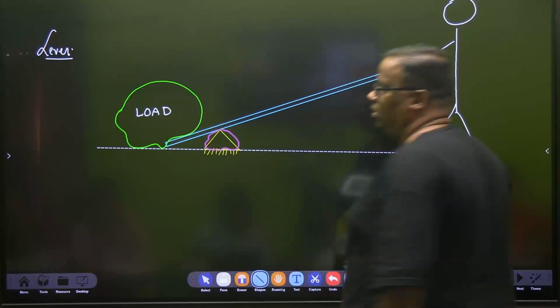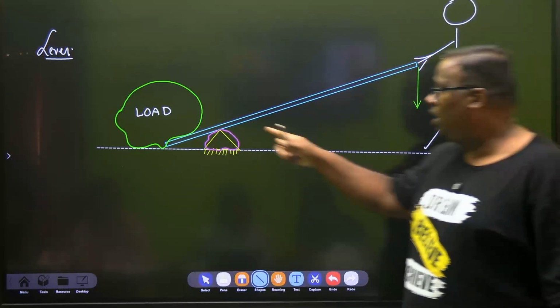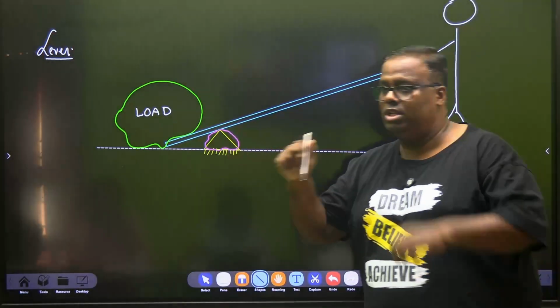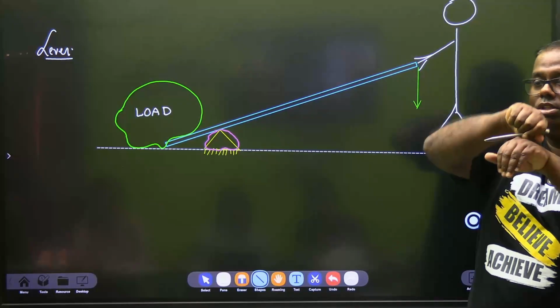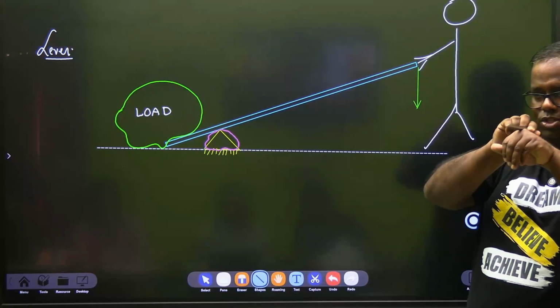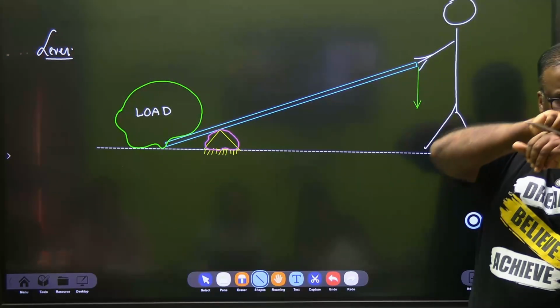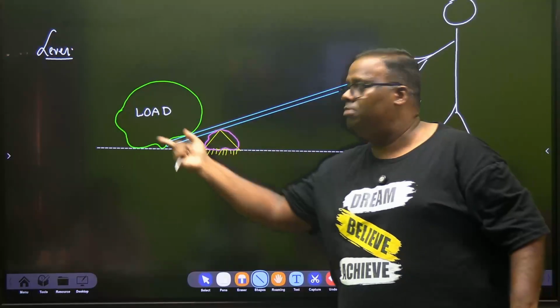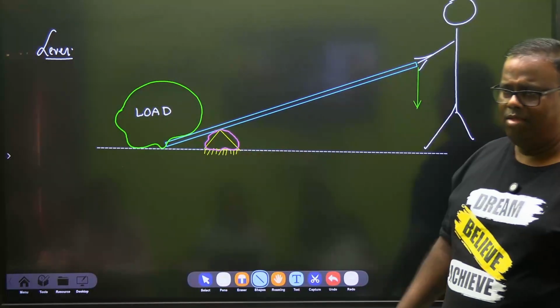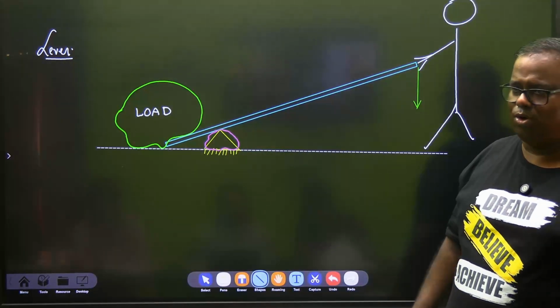I am applying the effort on this side. Now what will happen? The lever is always able to rotate on this particular point. Understood? You kept the rod, so the rod can rotate on this point. This rod will be able to lift this load. Basically, you are playing the game of a seesaw, right?